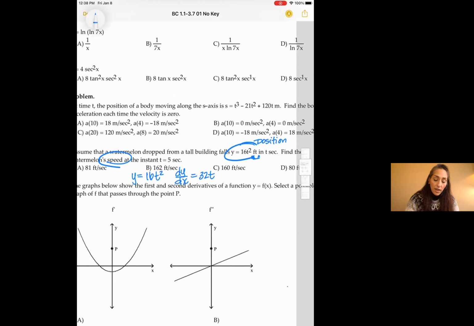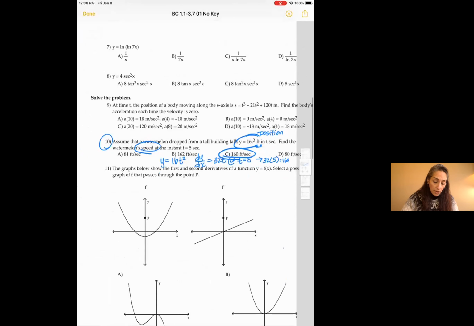And then we're evaluating that at t equals 5. So you're going to plug the 5 in for the t. That would be 32 times 5, which is 160. So it looks like that's going to be choice C for number 10.